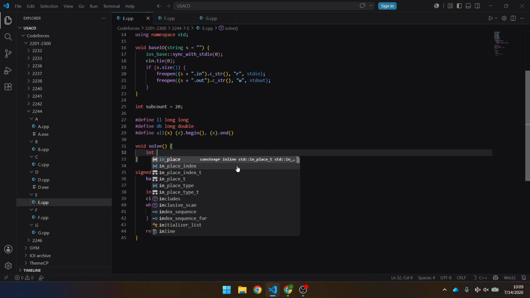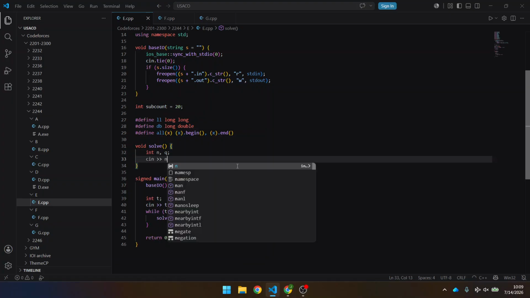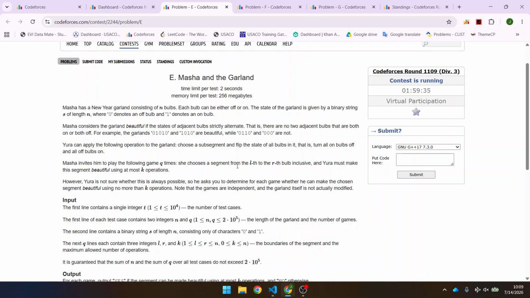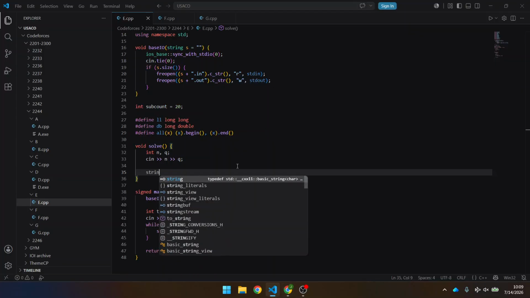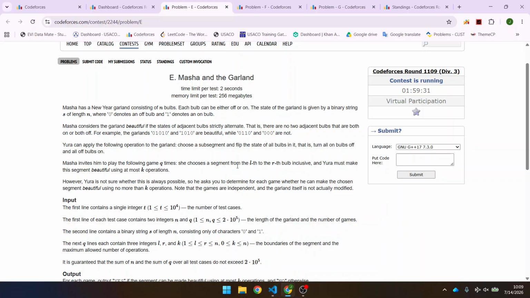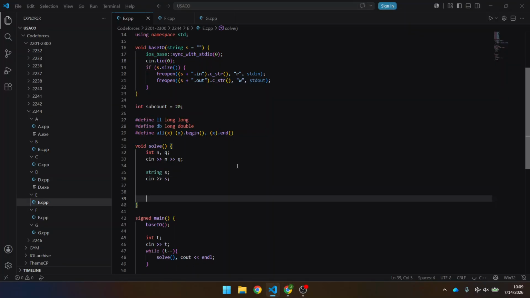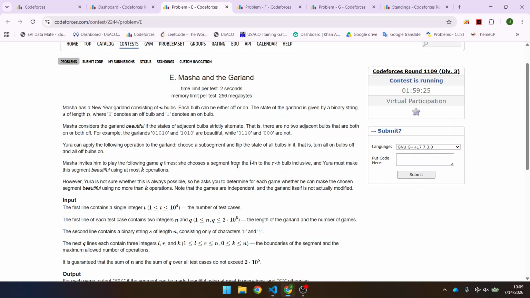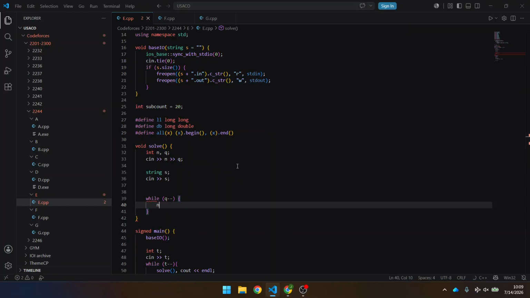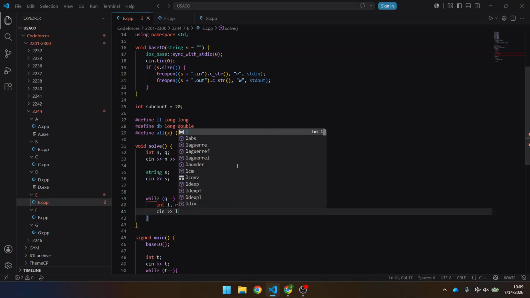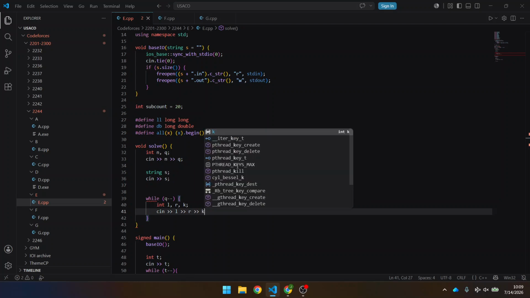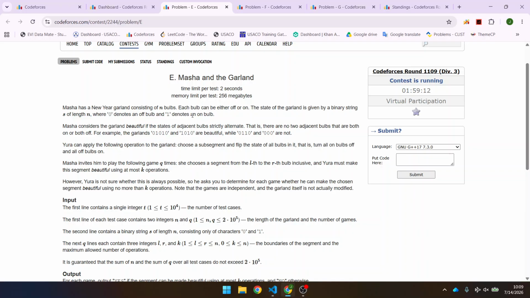Okay, so int n and q. String s. Int. Let's see what problem this is saying.